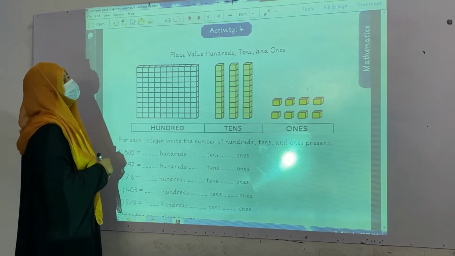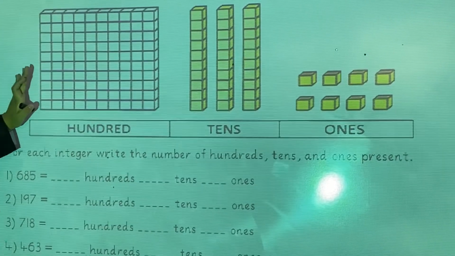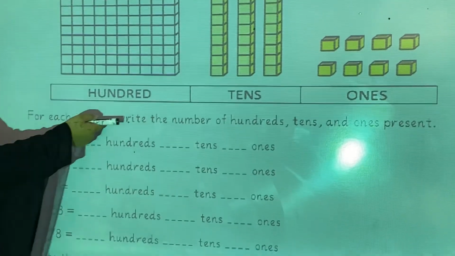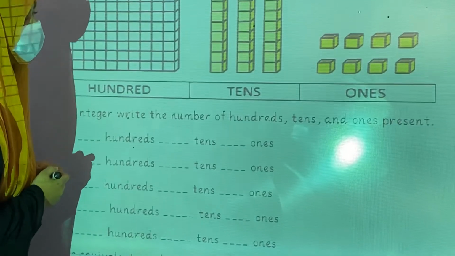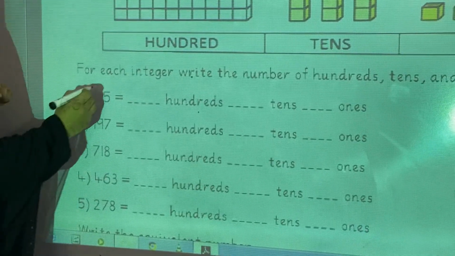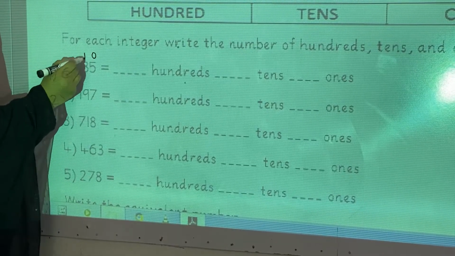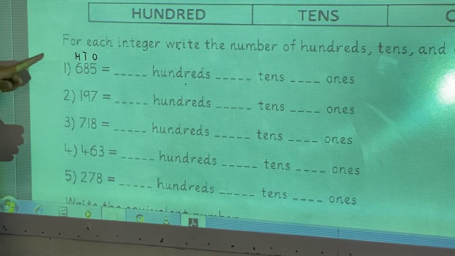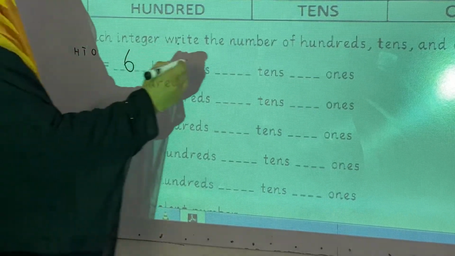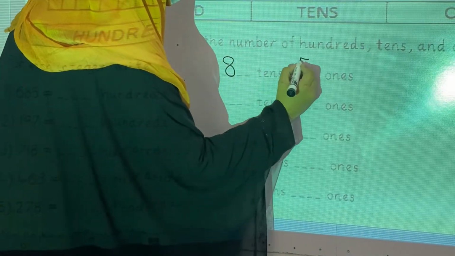Now we are going to start activity number 4. Place value: hundreds, tens and ones. This portion is of hundreds, tens and ones. For each integer, write the numbers of hundreds, tens and ones present. First question, 685. As you know, we will start it from the right side. Ones, tens and hundreds. So 6 hundreds, you will write 6 here. 8 tens and 5 ones. 5 here.